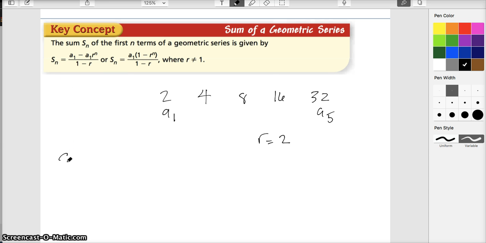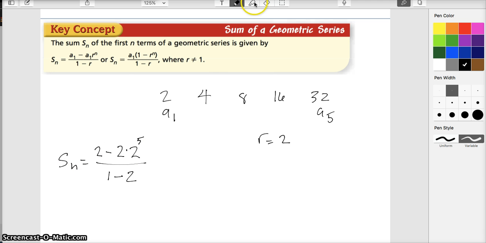So the first one says, and they're both formulas that relate the same information, so we're still finding the sum. If you look, S sub n is equal to the initial term, a sub 1, minus a sub 1 times r to the nth power. The number of values that we're dealing with is 5, so r to the 5th power. So 2 minus 2 times 2, which is r to the 5th power, is what we have here over 1 minus r, which is 2.